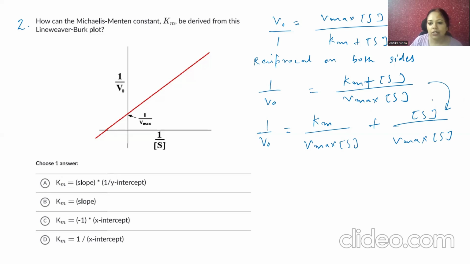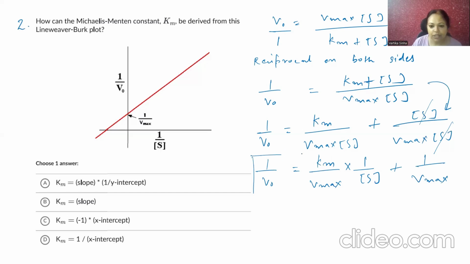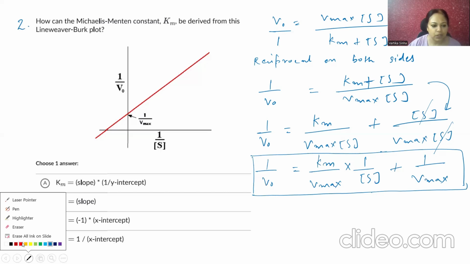Now when we do this, S and S will be cancelled out from this equation. So in the next line it would be 1 upon V naught is equal to Km upon Vmax times 1 upon S, right? We can split it like this, right? Why am I splitting it like this? I am going to explain in the next slide. This particular thing is known as the Lineweaver-Burk equation, which you derive just by knowing the Michaelis-Menten equation.